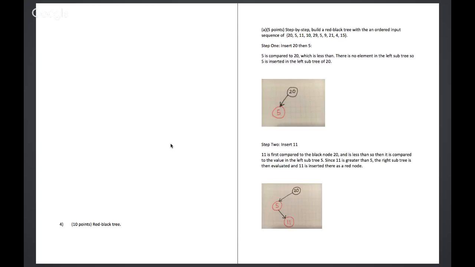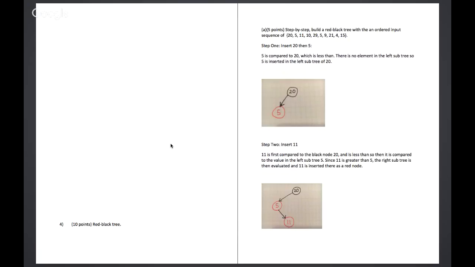So step number 2, we're going to insert 11. Again, 11 is first compared with the root node, which is 20, and it's less than. So then we move on to the next node on the left subtree, which is 5. And we know that 11 is greater than 5, obviously. So because it's greater than or equal to, it moves down the right side of the subtree, and it sees that there's nothing there, so it gets inserted there.